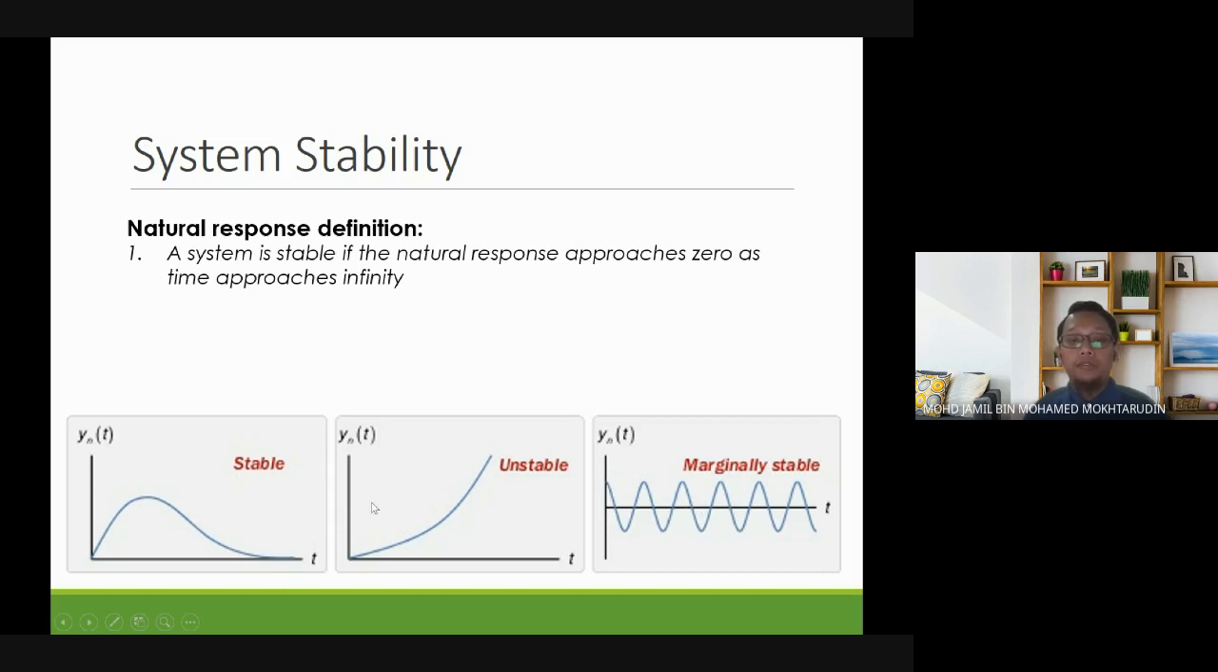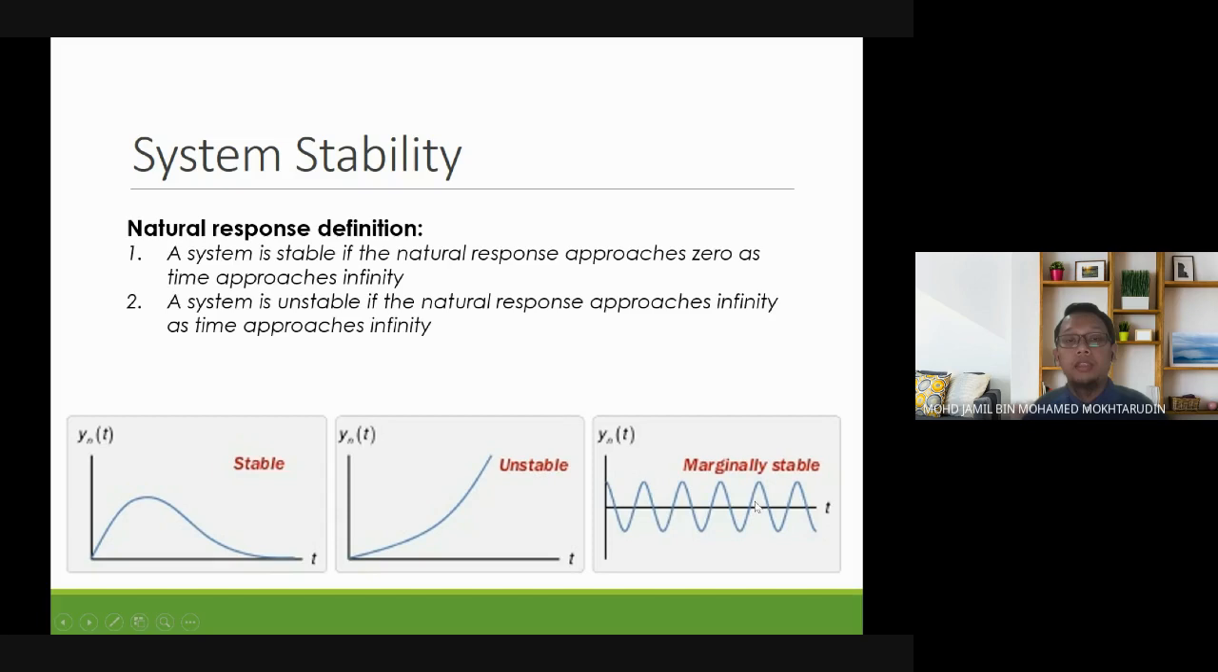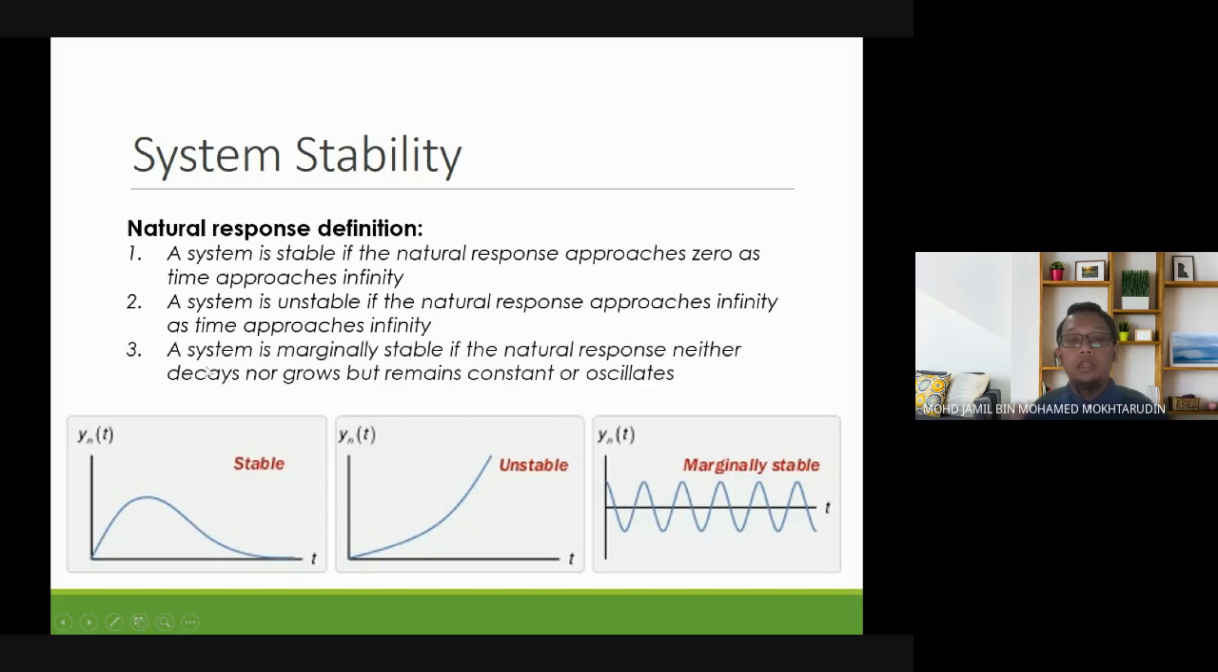So there are three types of stability: stable system, unstable system, and marginally stable system. A system is unstable if the natural response approaches infinity. And a system is marginally stable if the natural response neither decays nor grows, but remains constant or oscillates about the value zero. These three types are important from here onwards.